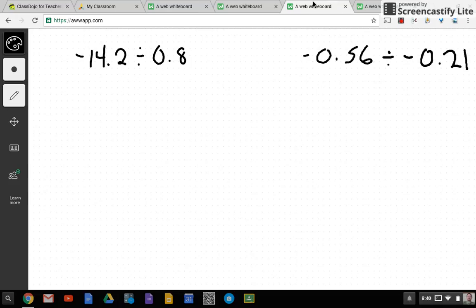The first one is we're going to divide two decimal numbers. Now, the steps are, it says, number 1, move the decimal point over in the divisor. Number 2, move the decimal in the dividend the same number of spaces. Number 3, bring the decimal straight up. And number 4, follow the same sign rules as multiplication.